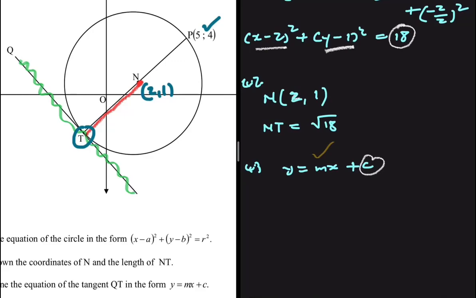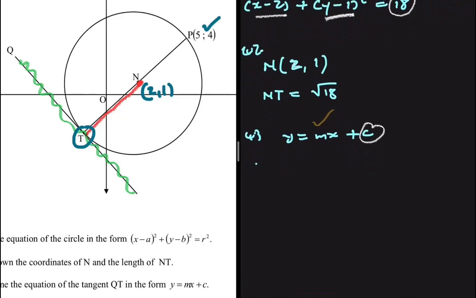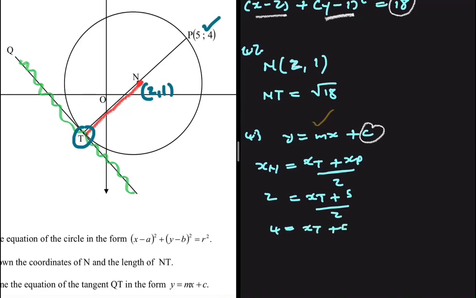TP is a diameter, so that tells us that n is the midpoint of PT. So we can use the midpoint theorem. We can say that x of n is equal to x of t plus x of p, divided by 2. So x of n is 2, x of t is what we're interested in, x of p is 5, divided by 2. If we cross multiply, we get 4 is equal to x of t plus 5. So x of t is equal to minus 1.